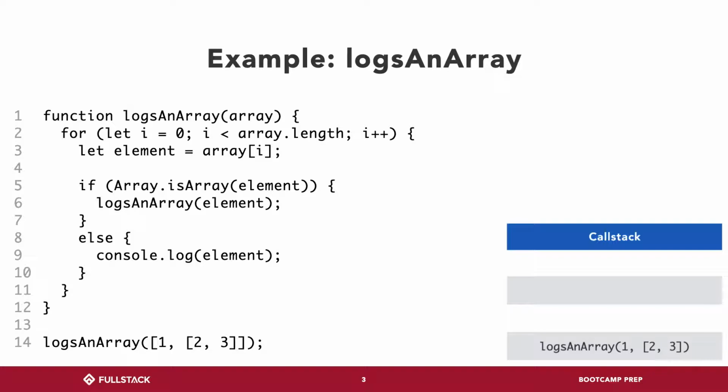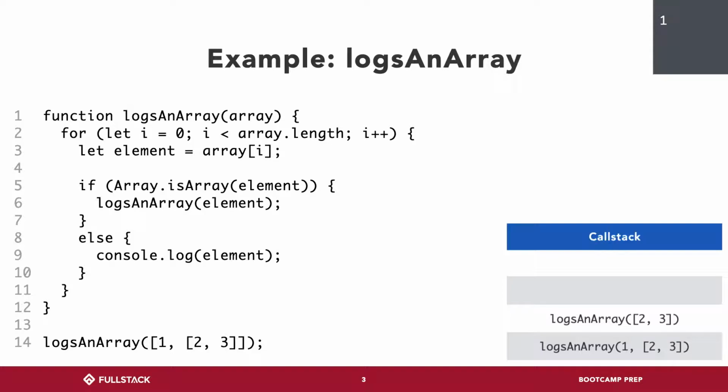Forgot to put this up here. So, the first thing that goes onto the call stack is logs an array of 1 and then another array of 2, 3, right? So we see 1 right away inside of the console, right? Because this if condition is not passed. This if condition says array.isArray of element. The current element should be 1. So we console.log that element right away. So we get the 2.